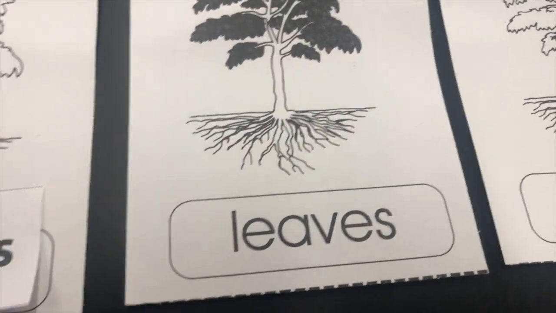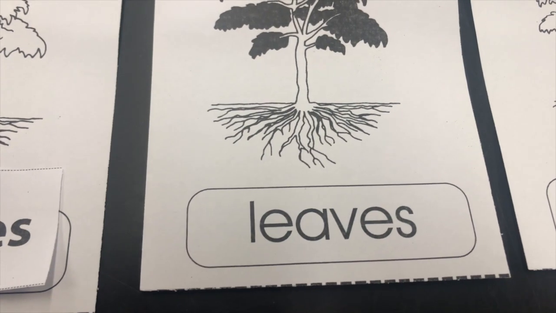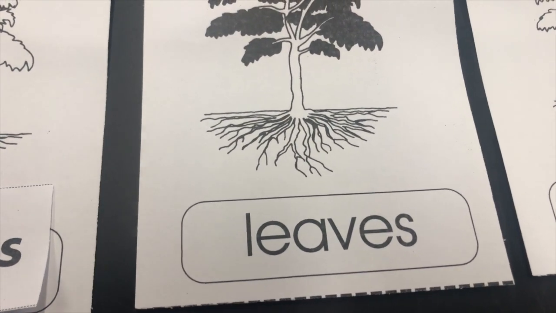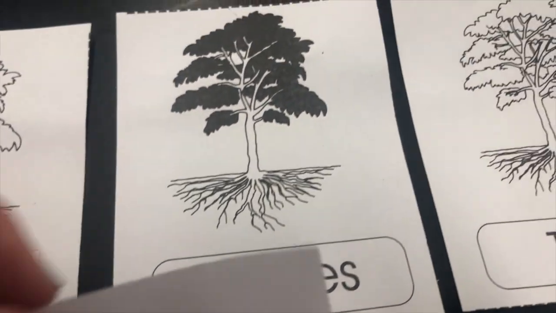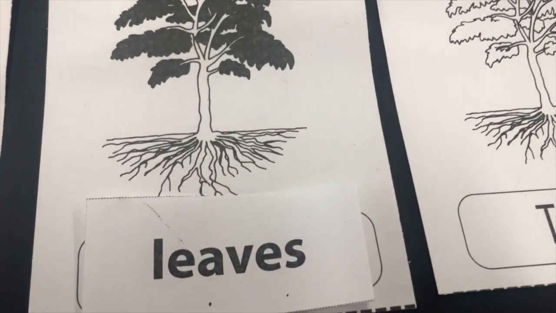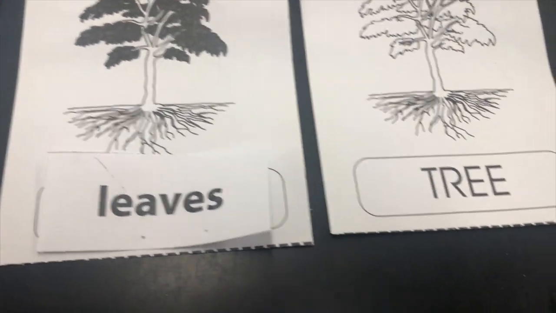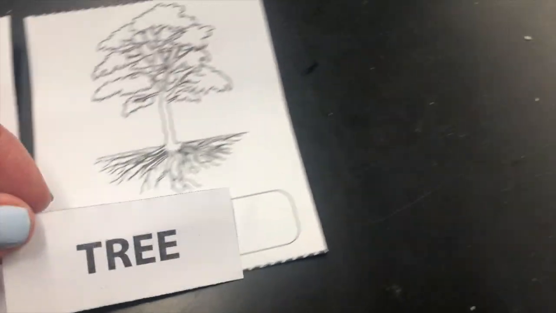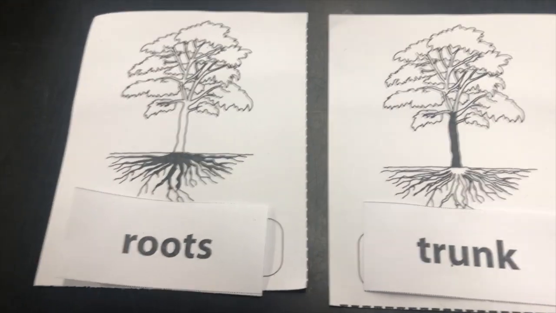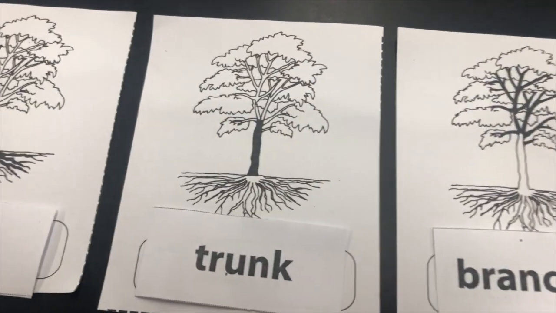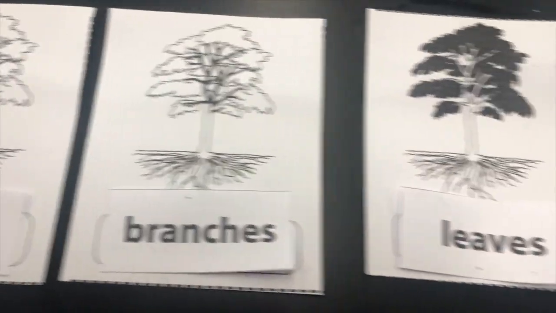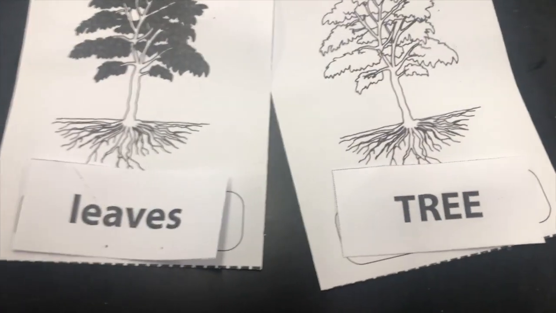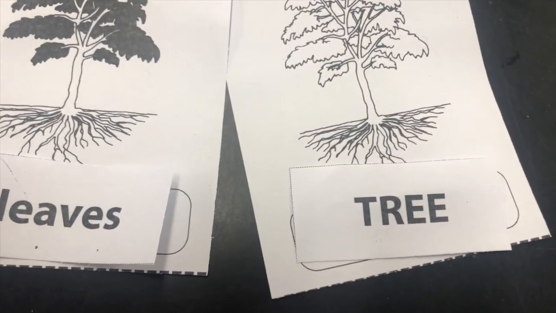I'm going to look for the word leaves. It starts with the letter L, leaves. And I'm going to put it on top. And then I'm going to look for the word tree. And I'm going to put it on top. Oh, boys and girls, this is kind of a fun matching game. And you can play it and see if you can go faster and faster and learn about all the parts of the tree.